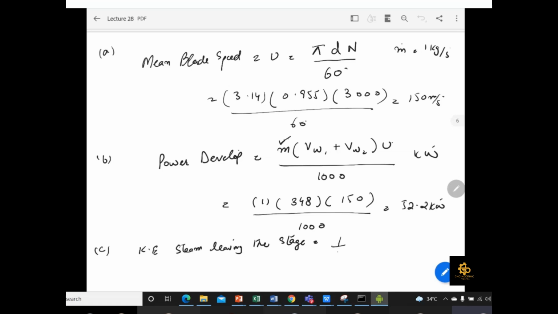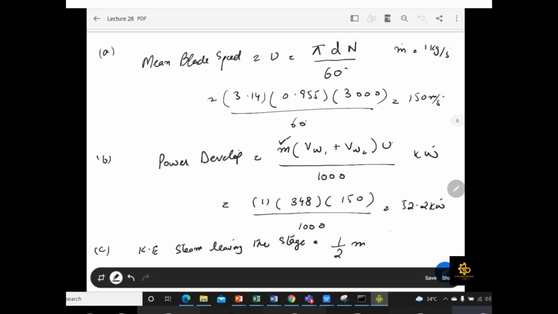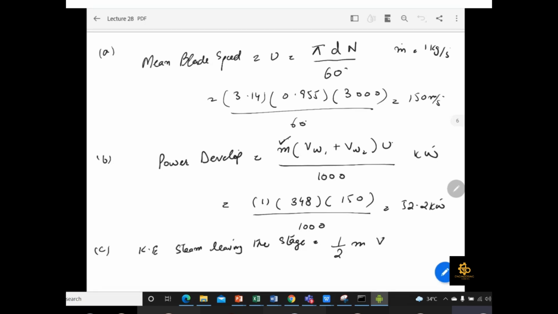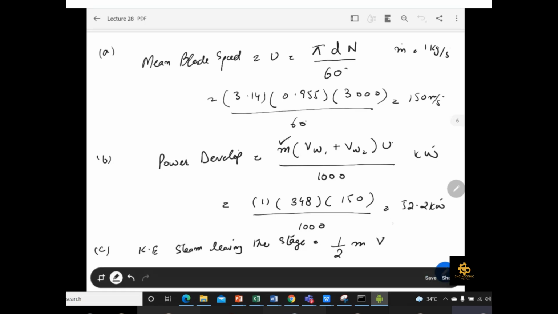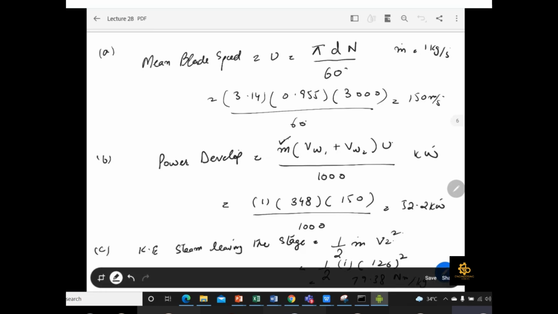Okay, so I can use half m. This is the mass flow rate, because all the terms are per kg, so that's why. And V2 squared. This value is 1, V2 squared is mentioned in the question, that is 126 whole square. So if you convert, it will be equal to 79.38 Newton meter per kg. Okay, so this is the kinetic energy of steam leaving the stage.